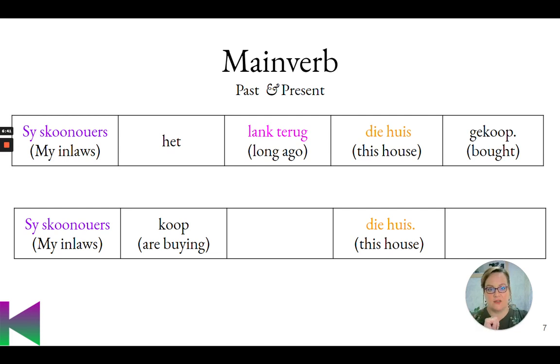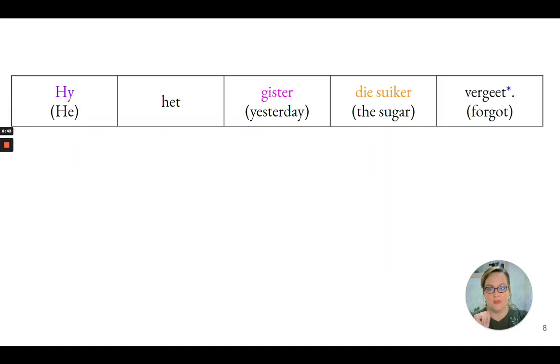Let's look at another example. Hy het gister die suiker vergeet. Okay, a little cue there. So what is this sentence going to be in present? You don't need a time for the present. You can say now, but that doesn't always make sense for the context. So I'll give you a second. What is this sentence in present tense?